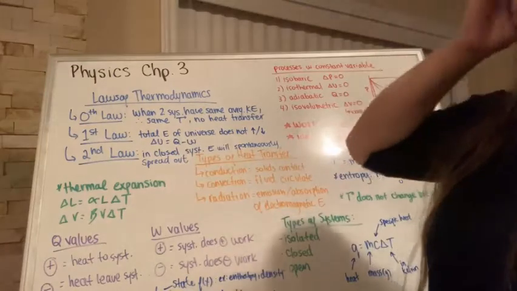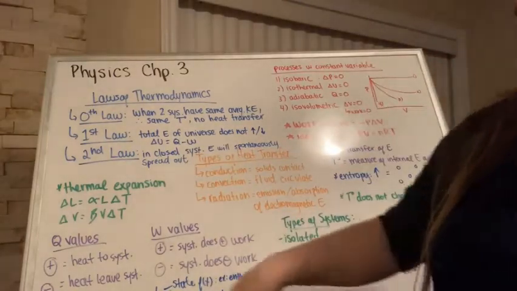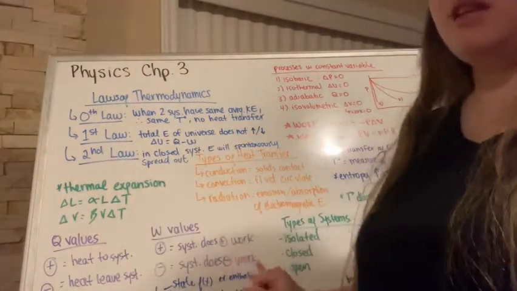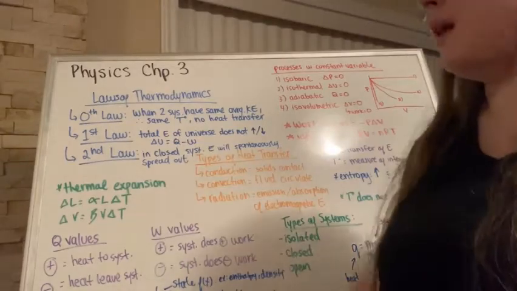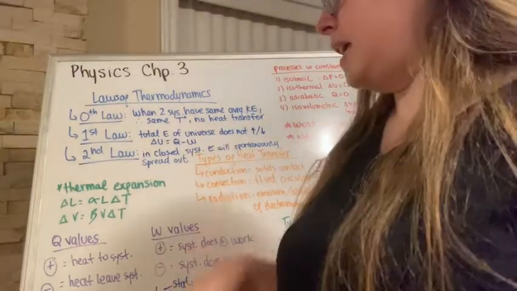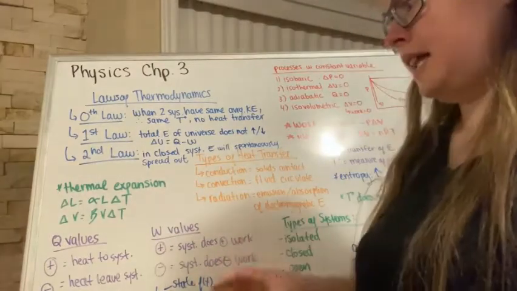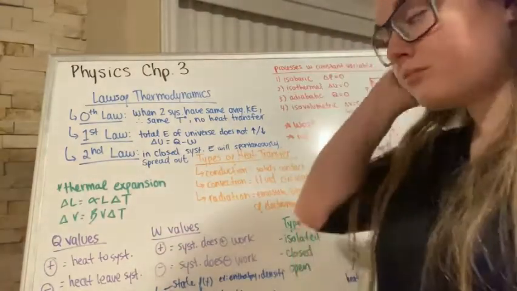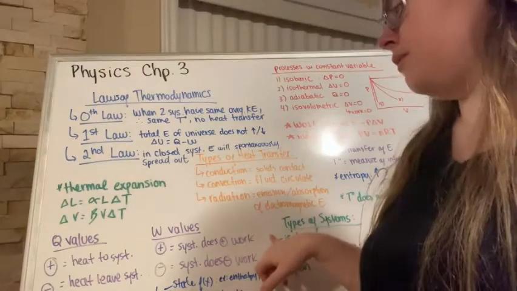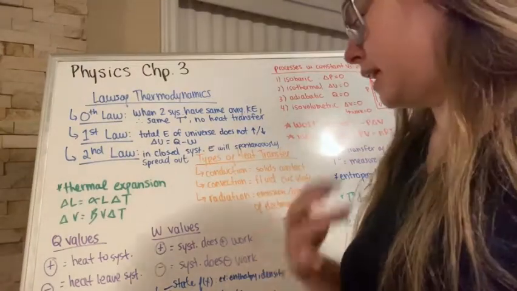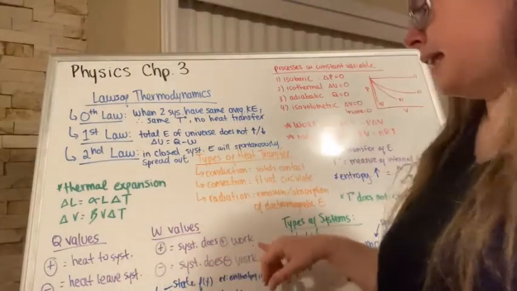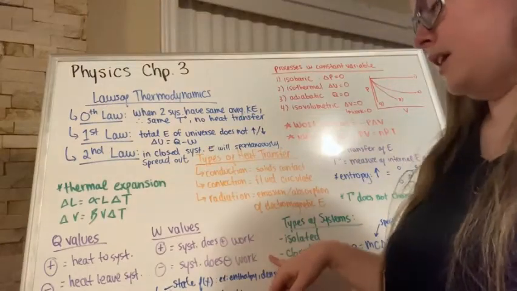All right, and so if we go down here, the Q values and the W values are important. So a positive Q value means heat is added to the system. A negative Q value means that heat left the system. A positive W value means that the system did positive work, and a negative W value means the system does negative work.